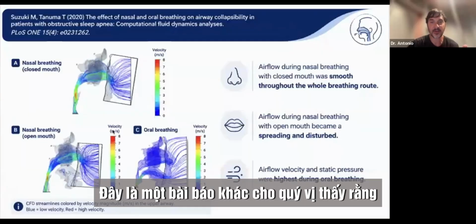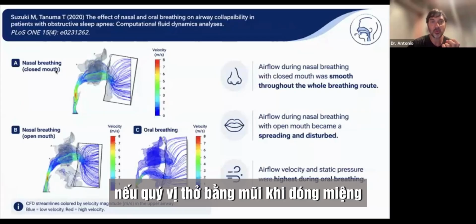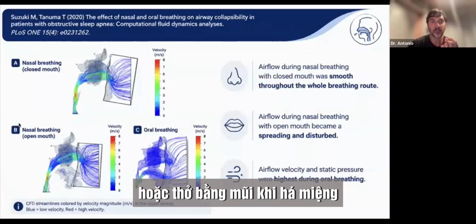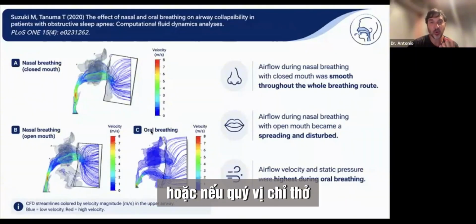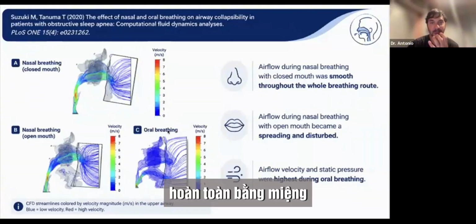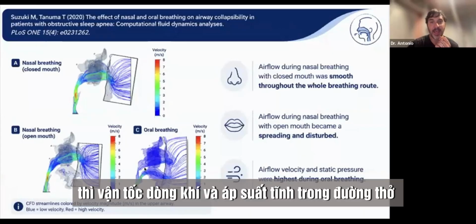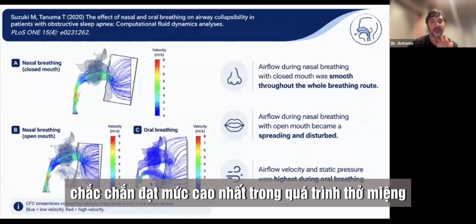This is another article that shows that if you breathe through the nose with a closed mouth, or through the nose with an open mouth, or only through the mouth, the airway velocity and static pressure are, of course, highest during oral breathing.